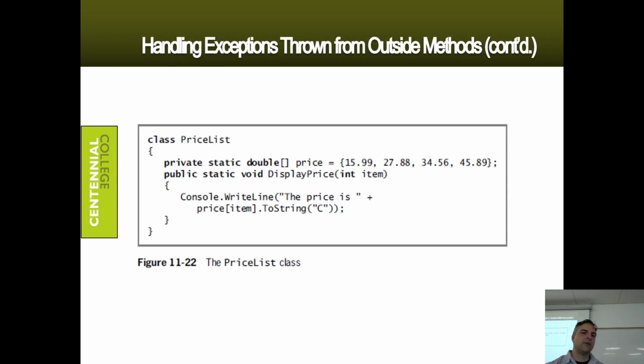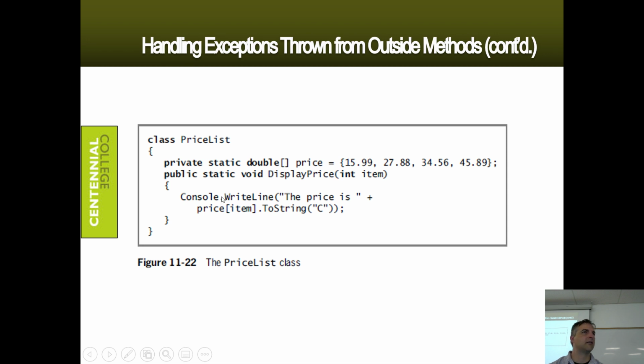All right, so how about when you have a method that throws an error? Here's a method that could throw an error, right? I have some kind of double array, price, where I have some values. And then I have this display price method that I pass an integer item to. Where it could go wrong is if I pass in a reference to an item that doesn't exist. For example, 0, 1, 2, 3, and I pass in 4. There is no fourth item, so this would cause an index out of range error.